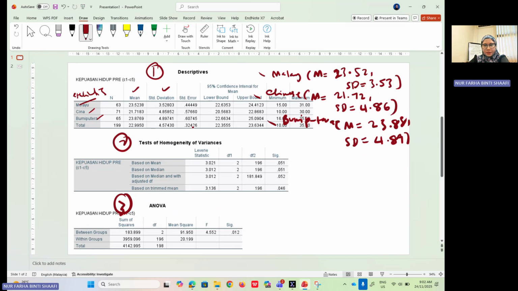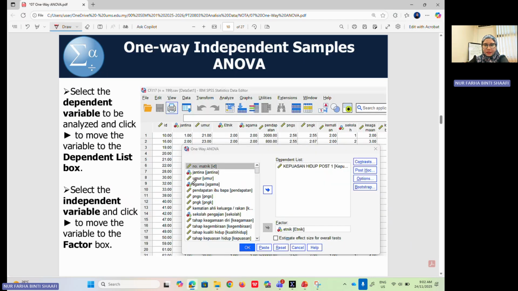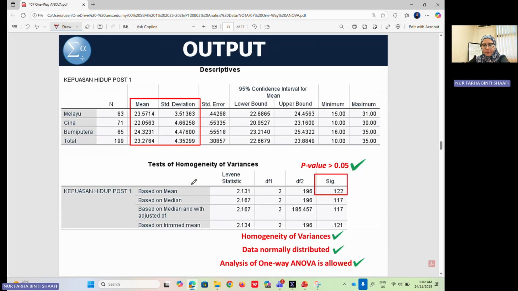So for the second table, you look at the significant value. The significant value shown here is 0.051. From here, what we need to do, I have stated in the notes as well. If the significant value showing is 0.051, which is p is more than 0.05, isn't it? So what will happen? You look at your notes. I have mentioned it right here.